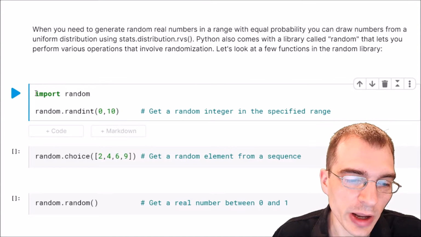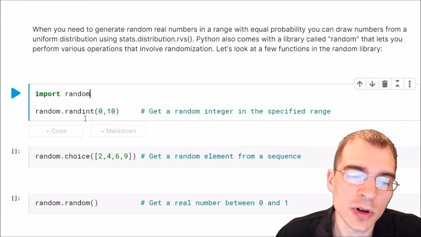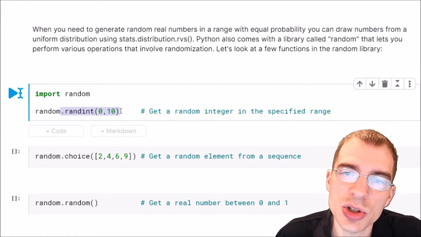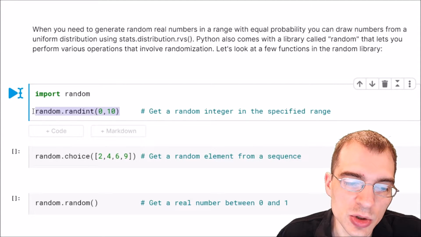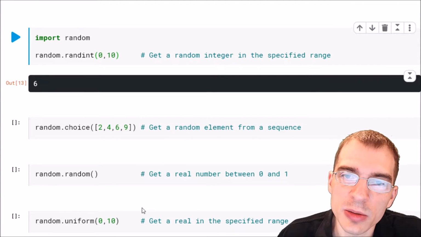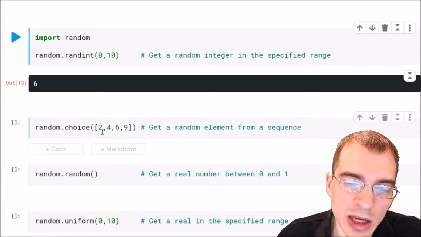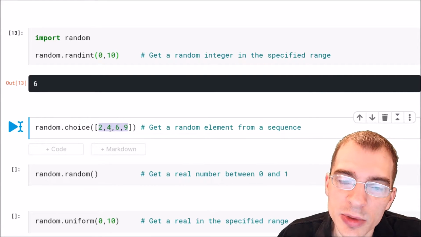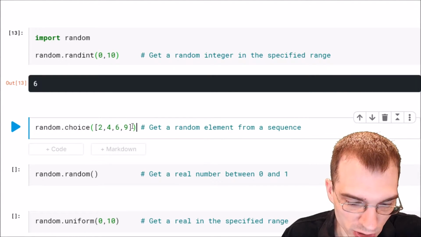If we import the random module, we gain access to several functions that involve randomization. Firstly, we can use the random.randint function to generate a random integer from a specified range. So if we wanted to get a random number from 0 to 10, we could use randint to do that. So there we generated 6. You can also use random.choice to select a random element from a sequence. So for instance, if we had a list of these 4 numbers and we wanted to select one of them randomly, we can use random.choice to do that. So if we run this, we should see an output of one of these 4 numbers. I don't know which one, but we will get one of them.